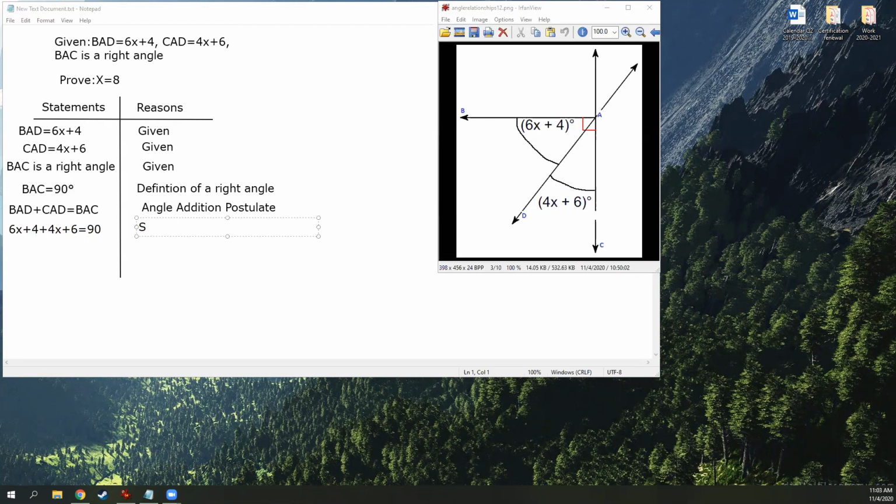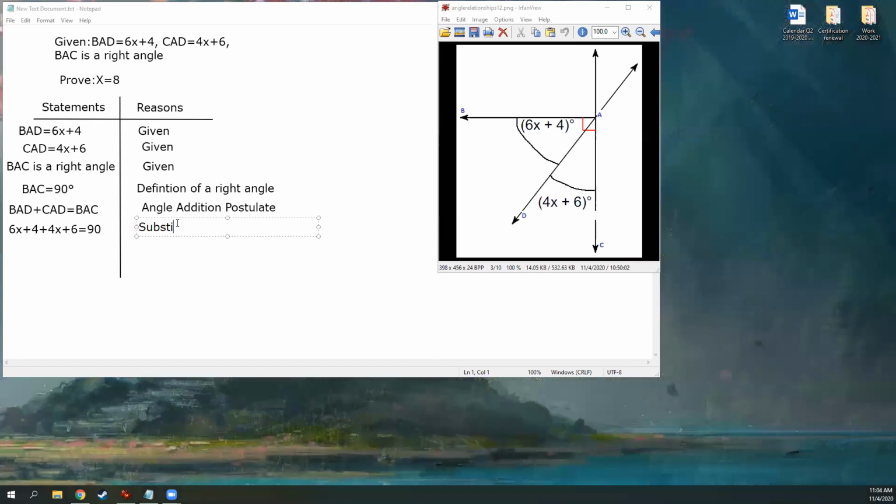All of that is substitution. You don't have to write "substitution property." I'm just going to put "substitution" because you don't have to keep writing the word property. So here's the tricky part, though.